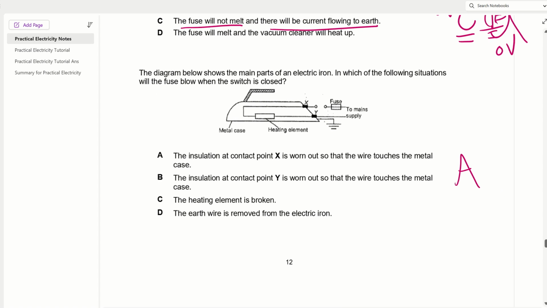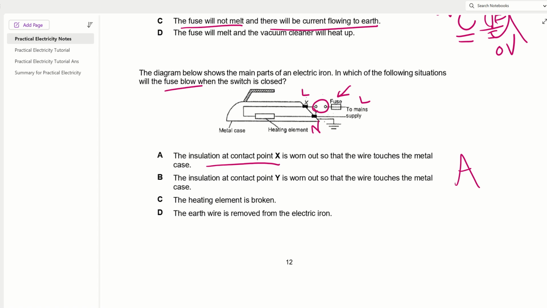Okay, let's look at the next question. The diagram below shows the main part of an electric iron. In which of the following situations will the fuse blow when the switch is closed? So the switch is here, the fuse is here. This is my live, so X is live, Y is neutral. So the answer is A.